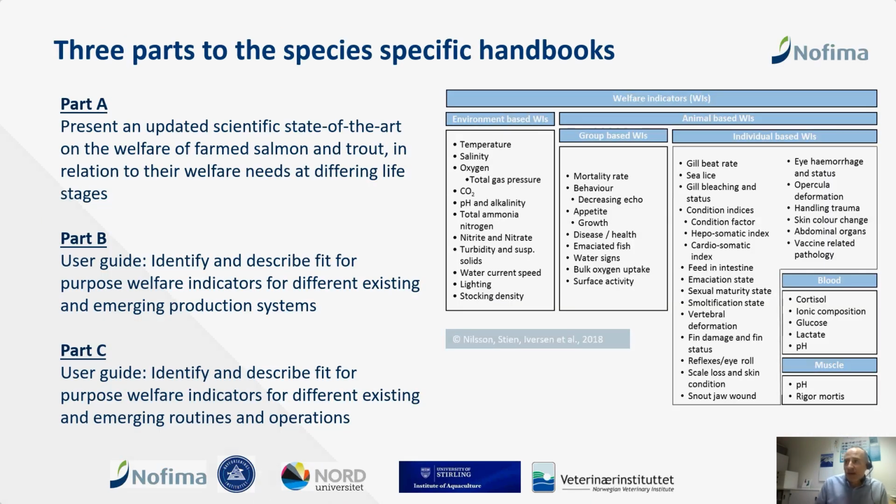And we split the handbooks. They were species specific, one for salmon, one for trout, as I said, and we split them into 3 parts. Part A, which is quite an encyclopedia, was to present an updated scientific state-of-the-art on the welfare of farmed salmon or trout in relation to the welfare needs at different life stages. And this was led by Lars Steen, Jonathan Nilsson, and Martin Iversen.